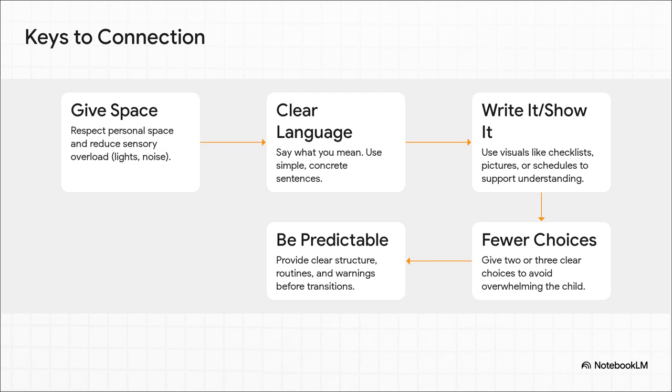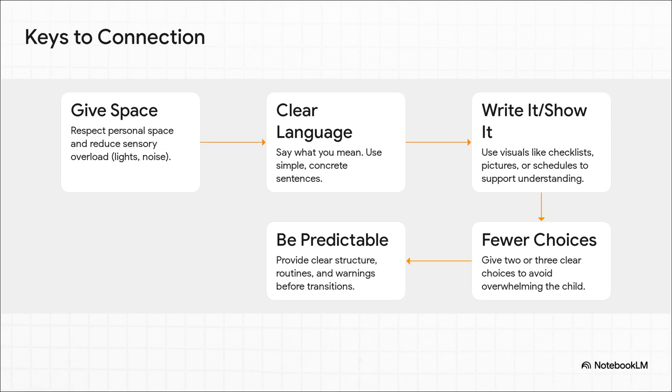Second, use super clear language. Instead of a vague, "let's clean up," try "put the red blocks in the bin." Say exactly what you mean. Third, write it down or show it. Visuals are your best friend. A picture schedule, a little checklist. These things make transitions so much smoother. Fourth, offer fewer choices. Instead of "what do you want to play with?"